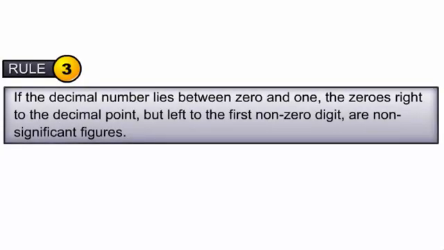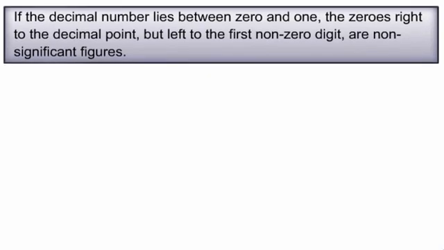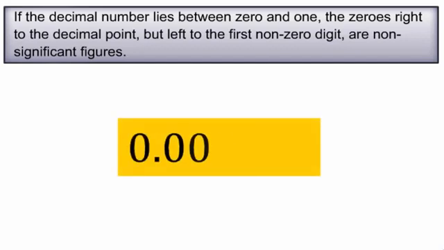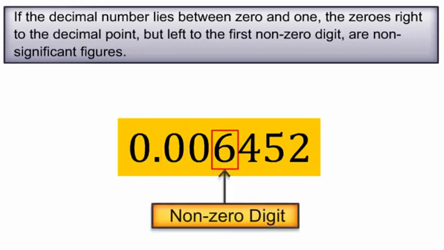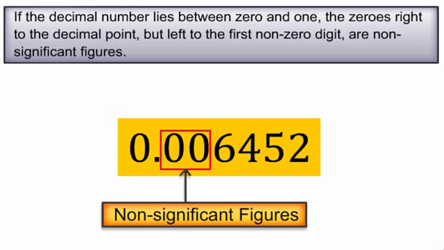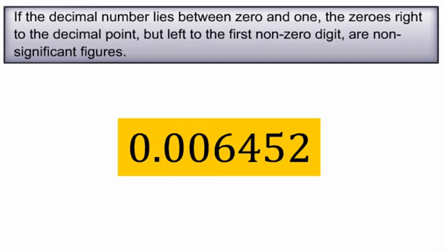The third rule says that in any measurement, if the decimal number lies between 0 and 1, the zeros to the right of the decimal point, but left to the first non-zero digit, are non-significant figures. Consider any number, say 0.006452. Observe that there are 2 zeros between the decimal point and the first non-zero digit, that is, 6. These zeros are non-significant figures. Hence, the significant figures in this number are 6, 4, 5, and 2. Therefore, the number of significant figures is 4.